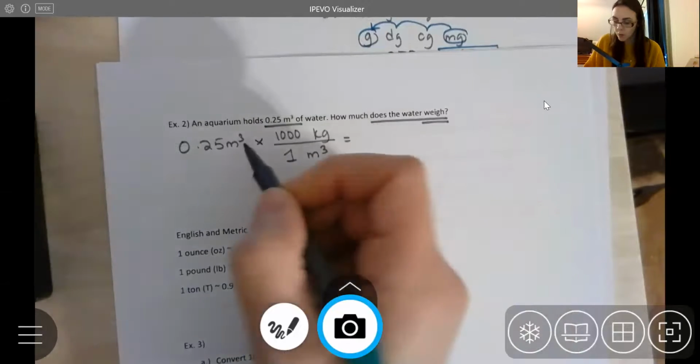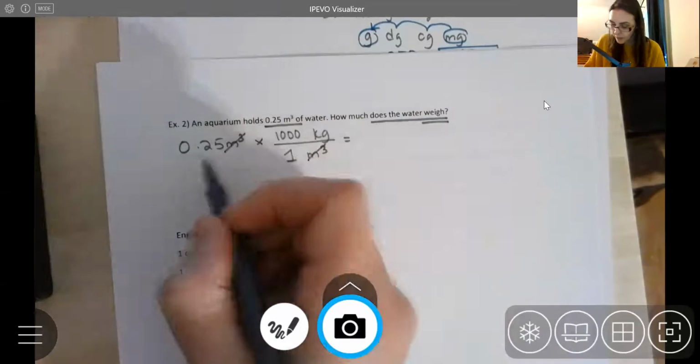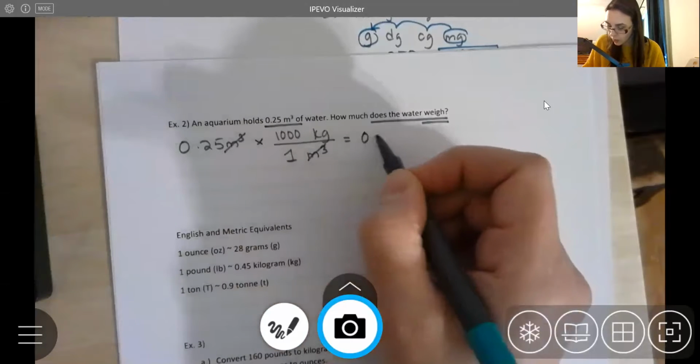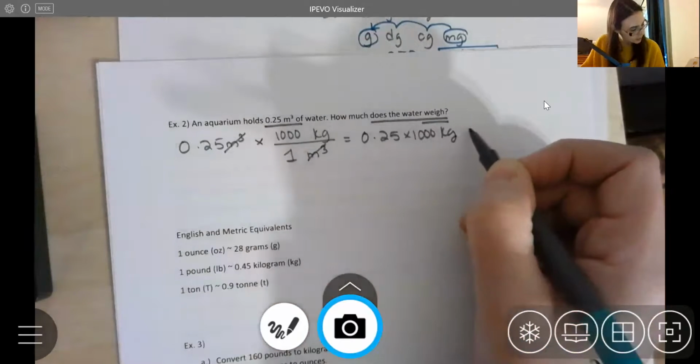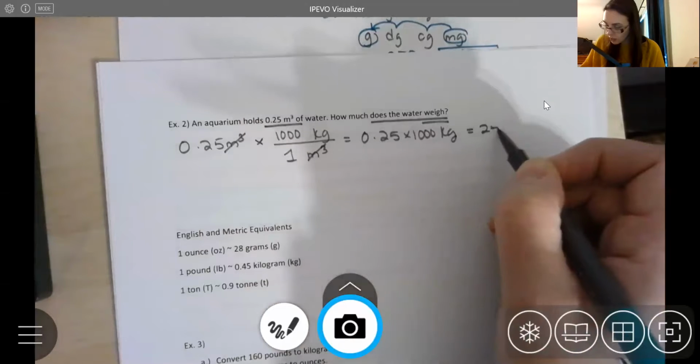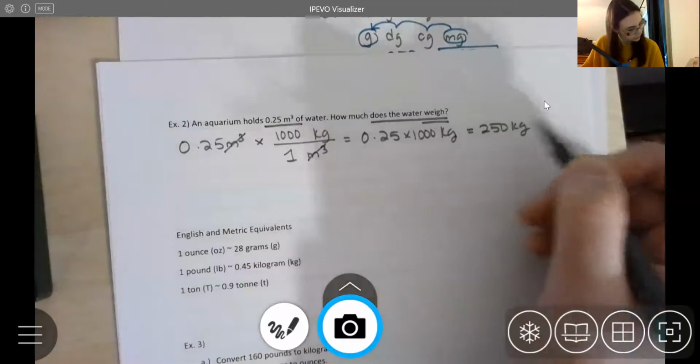Okay. So the cubic meters are going to cancel. Dividing by 1 isn't going to change anything. So I have 0.25 times 1,000 kilograms. And I'm looking at 250 kilograms here.